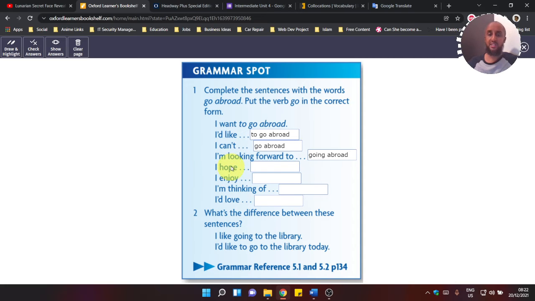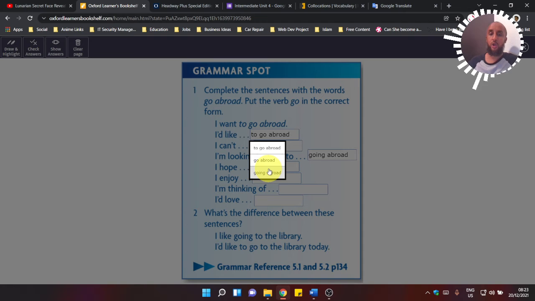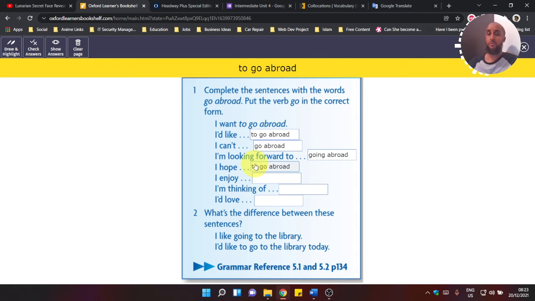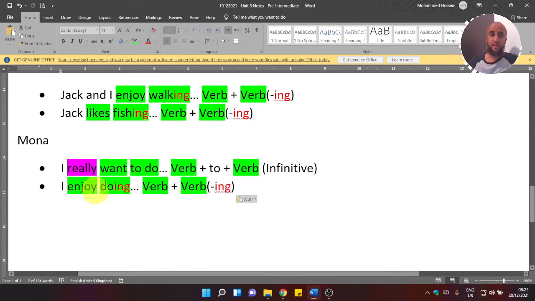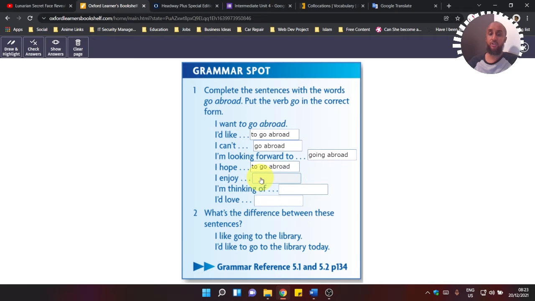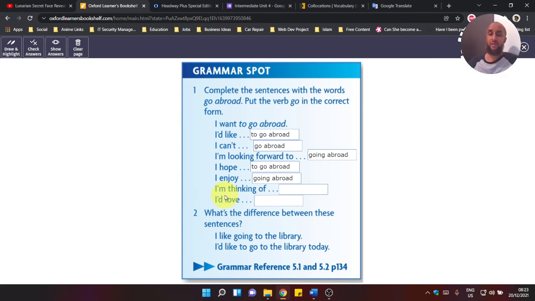The next one says I hope. Do we have an example of the word hope? We do. If we look here, it says I hope to. So hope is followed by a to infinitive. We say I hope to go abroad. And here we have the word enjoy. Let's look for the word enjoy. There we go. Here, if you see, enjoy is followed by a verb ing, an ing verb. So we should use an ing. Here we say I enjoy going abroad. Here's another one. It says, I'm thinking of. Thinking of.